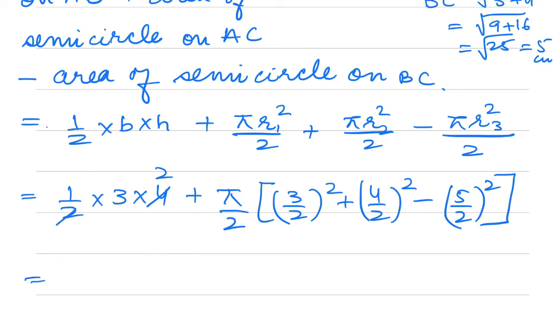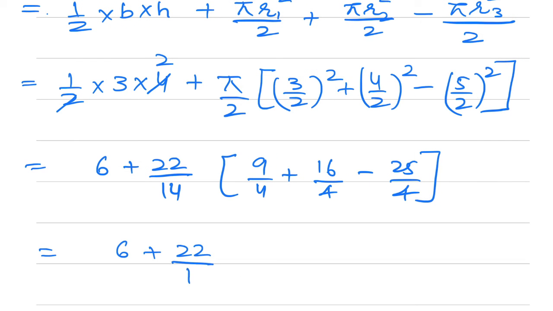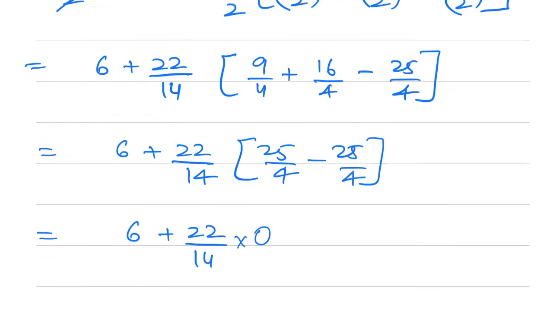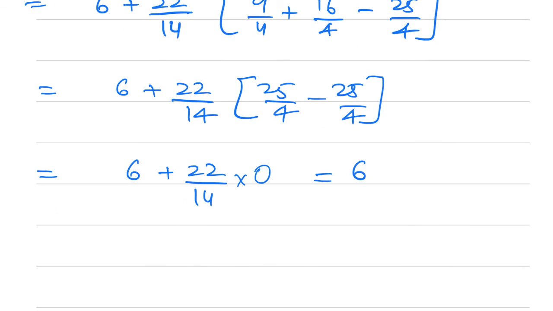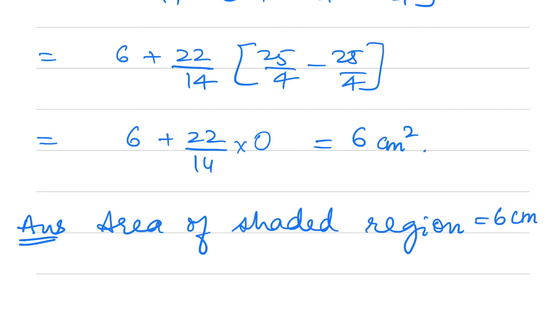So 6 plus 22 by 14, and here we have 9 by 4 plus 16 by 4 minus 25 by 4. That is 6 plus 22 by 14, and here this would be 25 by 4 minus 25 by 4, so this becomes 0. So 6 plus 22 by 14 into 0, so this would be equal to 6 centimeter square. So answer, area of shaded region is equal to 6 centimeter square.